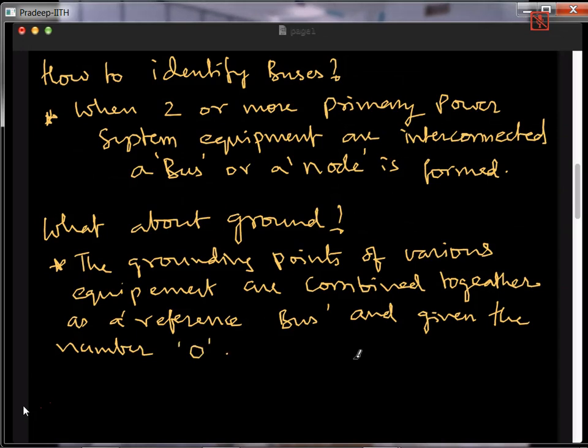So of course this is not strict, so you can always give bus number 1 as your reference bus, and then you can always do like that. So this is not a very strict rule that everybody has to say bus 0 is always the reference. Just a simple note.